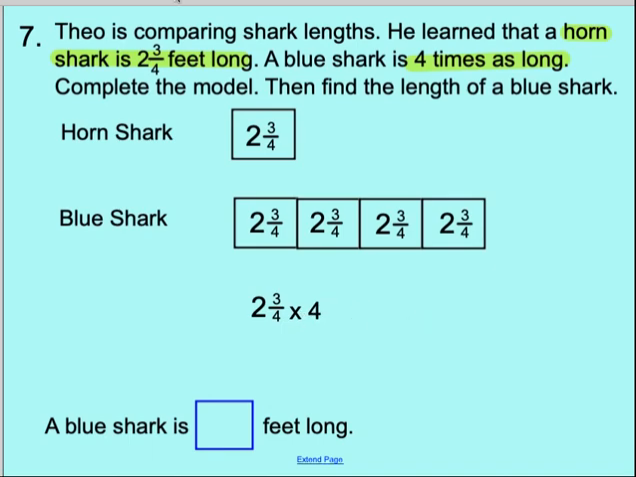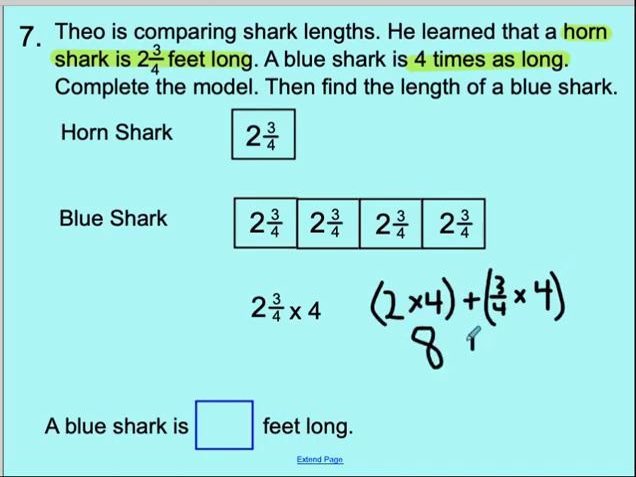So would you like to use the distributive property? It just kind of depends on how you like to solve. I know a lot of kids like the distributive property. So let's try that again. So 2 times 4, so that's the whole numbers times the whole numbers, plus 3/4 times 4. All right. So I know you already know 2 times 4 is 8. So that part's done. Now we have to figure out 3/4 times 4.